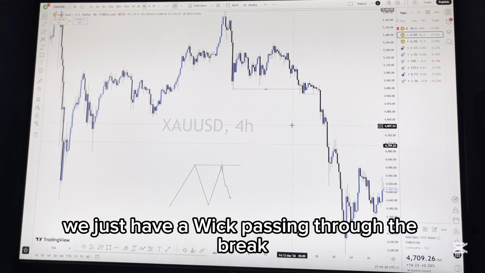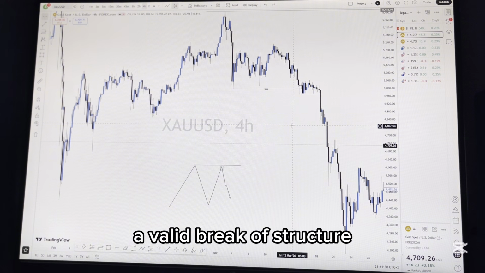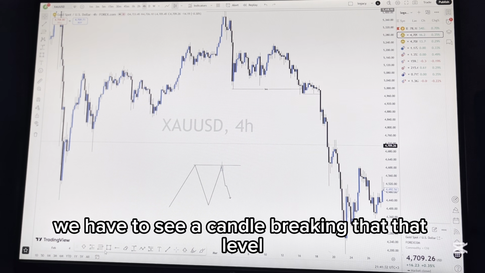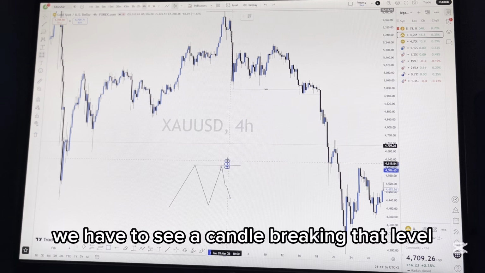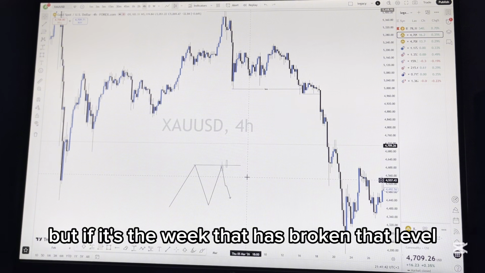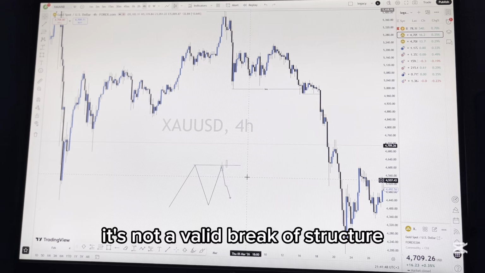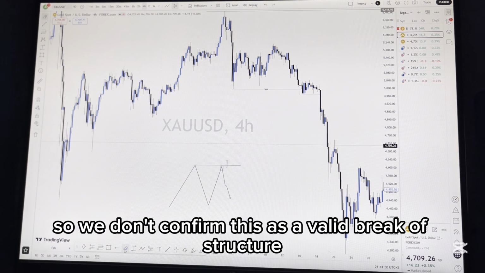We just have a wick passing through the break. That's not a break of structure. For a valid break of structure, we have to see a candle breaking that level to confirm it. But if it's the wick that has broken that level, it's not a valid break of structure, guys. So we don't confirm this as a valid break of structure.